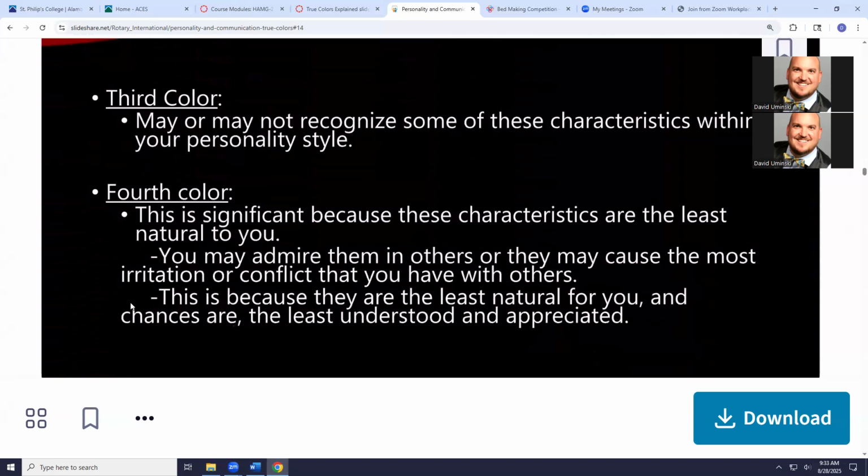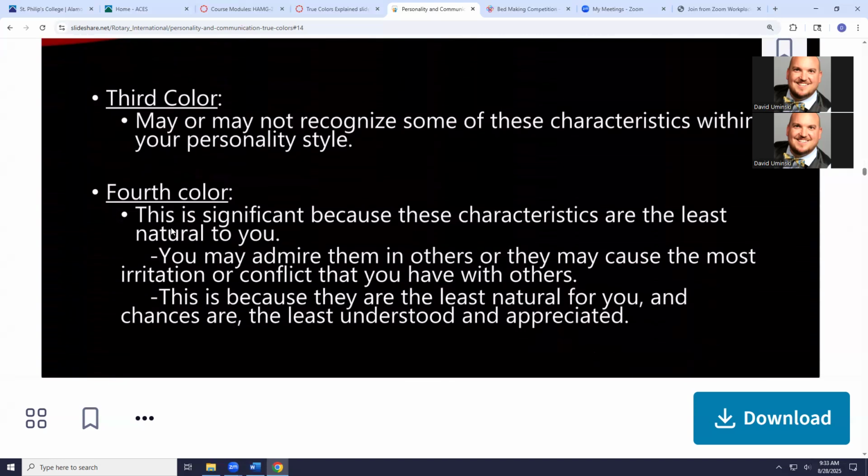Okay, so third and fourth color again. Thinking about the fourth number, the lowest number is the least dominant, but you still have those.